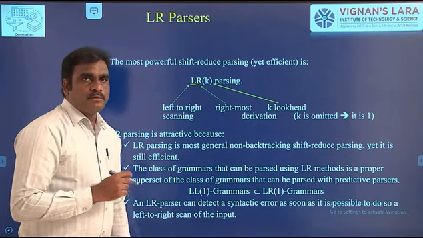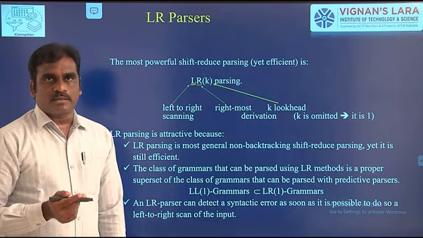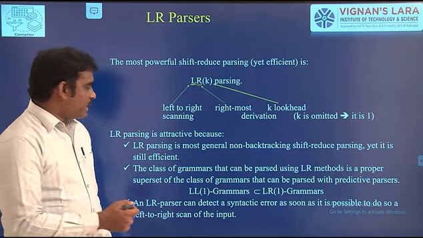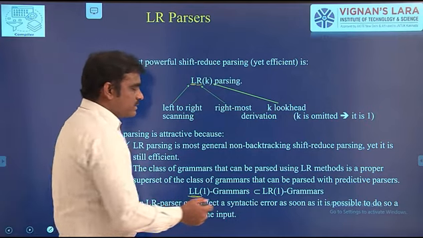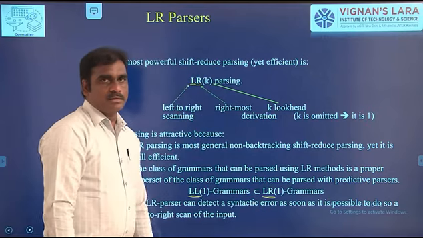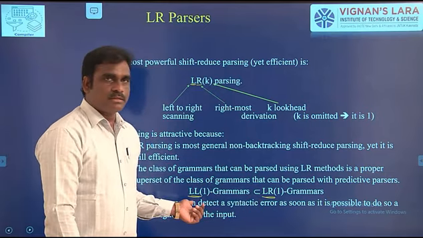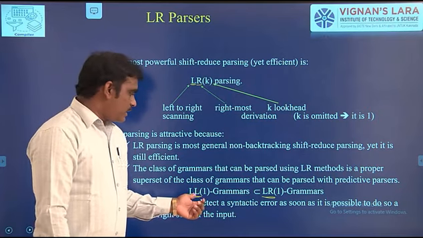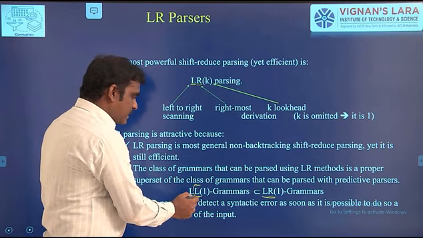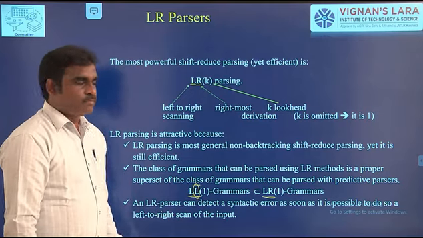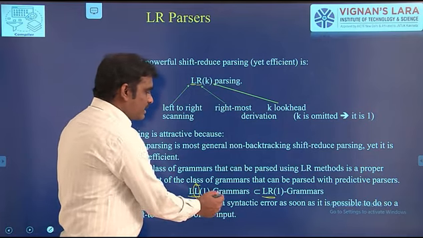See, all of you know that there are two types of parsers. One is the top-down parser and the second one is the bottom-up parser. In the top-down parser, we are taking LL of one grammars, whereas in the bottom-up parser, we are taking LR grammars. In both cases, the first L meaning is the same: scanning the input from left to right. Whereas here, the second L represents the leftmost derivation. So top-down parser means we are performing the leftmost derivation because the grammar is context-free grammar.